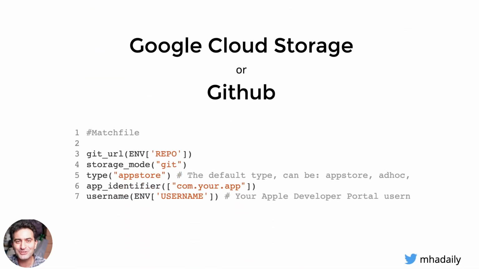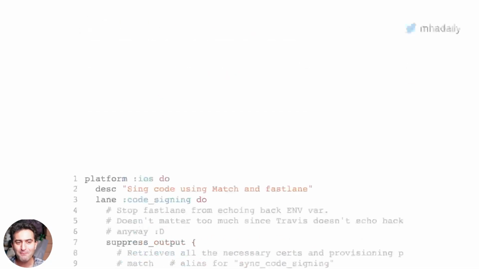As soon as you're done with the initial setup and you're storing your certificates and profile, you can store them in different storage. You can store them on GitHub, Google Cloud, AWS S3, or Azure Blobs, wherever you feel comfortable with. You can definitely go and store those certificates, which helps you to share this code signing across team members.